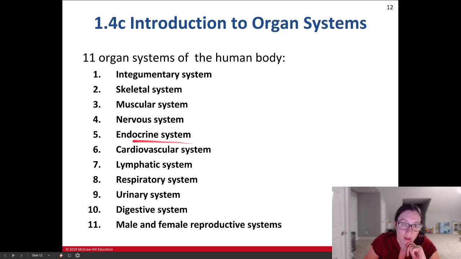So in 169, we'll talk about the endocrine system, cardiovascular system, lymphatic, respiratory, urinary, digestive, and male and female reproductive systems. But I do want you guys in this class to understand the general functions of these body systems and what the major organs of these body systems are. In lab, you're going to look at APR, Anatomy and Physiology Revealed, the cadaver dissection system, which has pictures of different organ systems and organs, and you'll identify which organ systems they belong to.